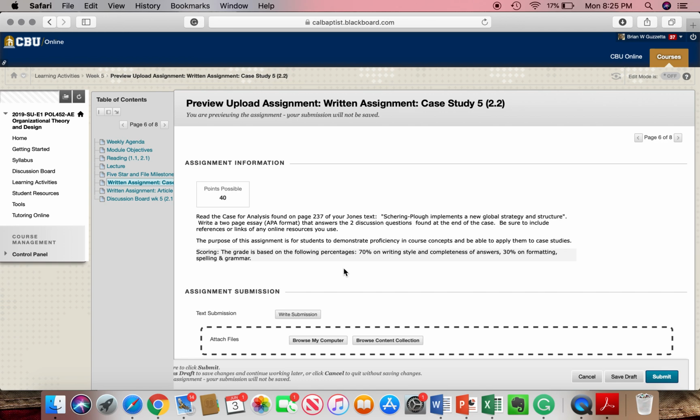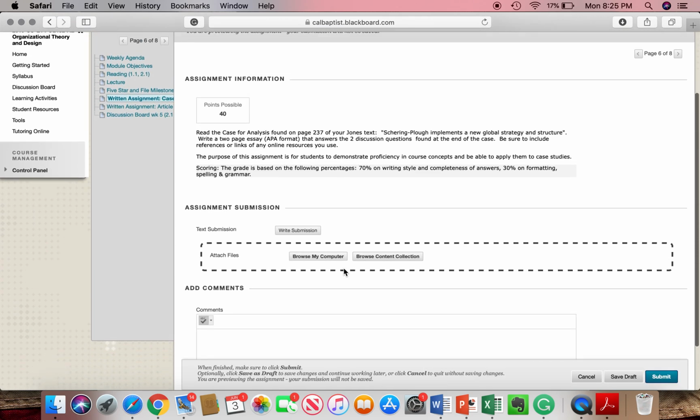Our first deliverable is going to be another case study. This case study is going to focus on that global economy and that global organization, and how we're going to change things in a global market. Out of the Jones text, we're going to look at page 237, a new global strategy and structure for a large pharmaceutical company. I'm asking you to write a 2-page essay in APA format and answer the 2 discussion questions at the end of the case.